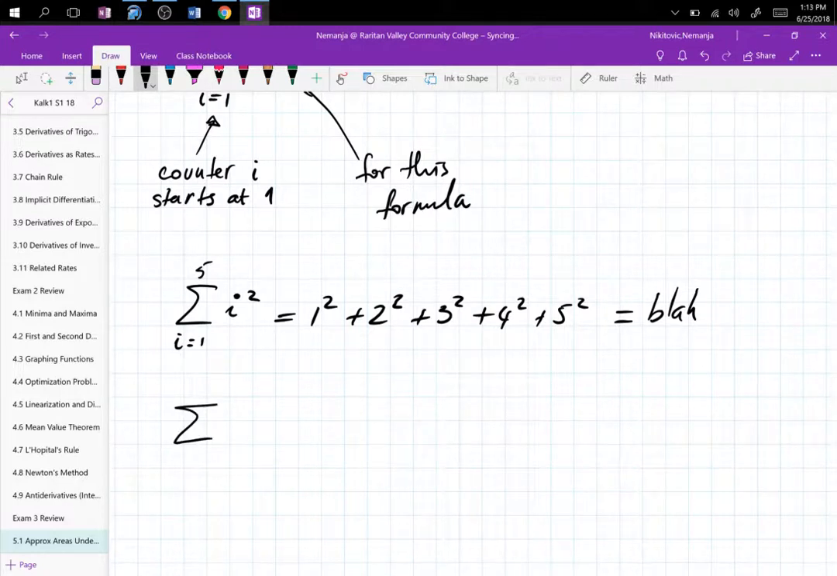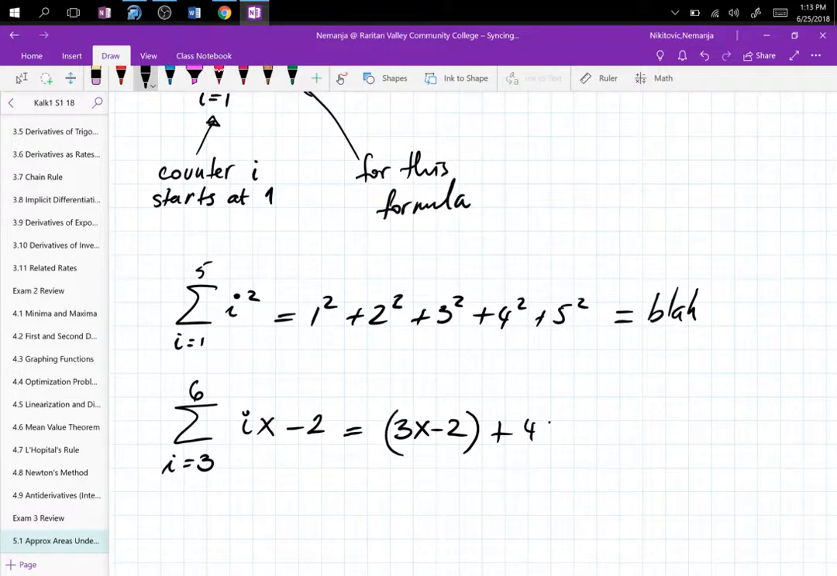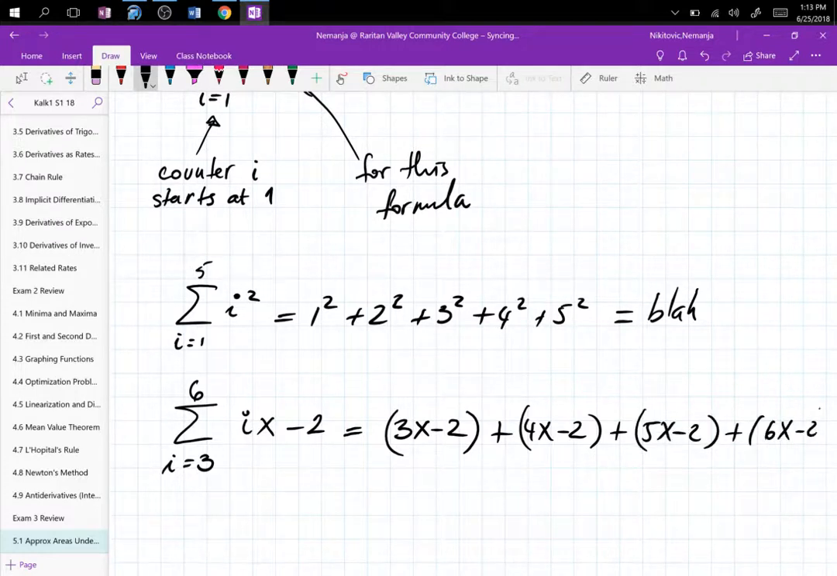Summation of, let's say, i times x minus 2, when i starts at 3 and ends at 6. Well, this is going to be 3x minus 2 plus 4x minus 2 plus 5x minus 2 plus 6x minus 2. Observe that my i is actually the slope of x, right? And i is the counter that goes from 3 to 6, so each next term has to have the next integer: 3, 4, 5, 6.